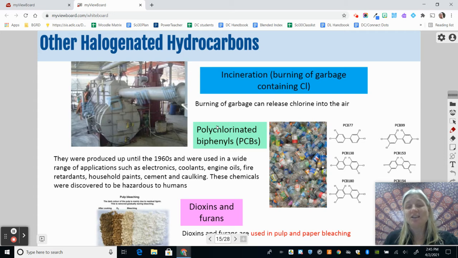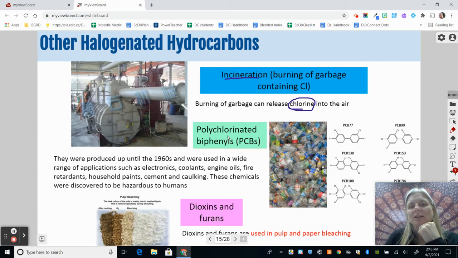Some other halogenated hydrocarbons. When you burn garbage, if you're incinerating garbage, it can release chlorine into the air, and that chlorine can be very damaging. We'll see that in a bit here.